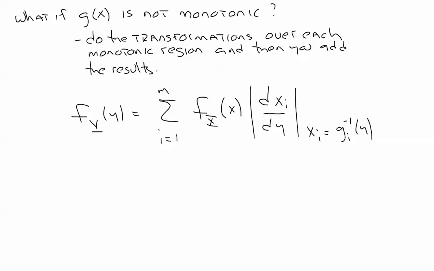this is only a quasi-function. There's going to be one probability density function for x. All right, we have an input probability density function. There's only one of those. But we might have multiple monotonic regions. All right?